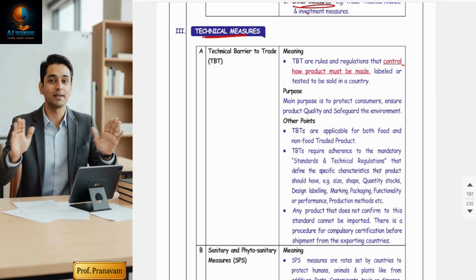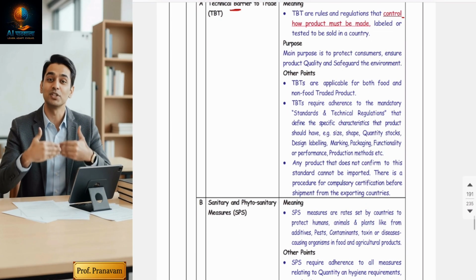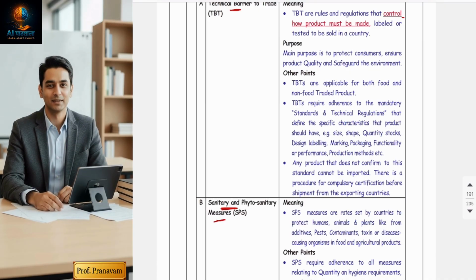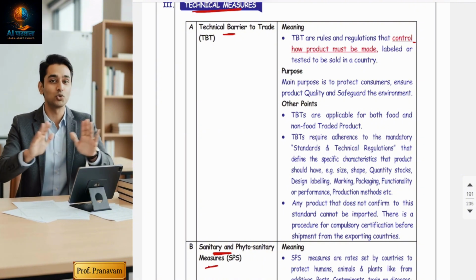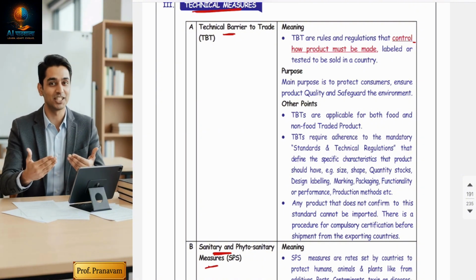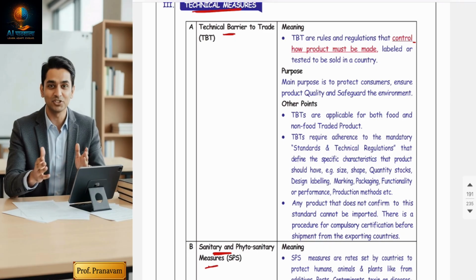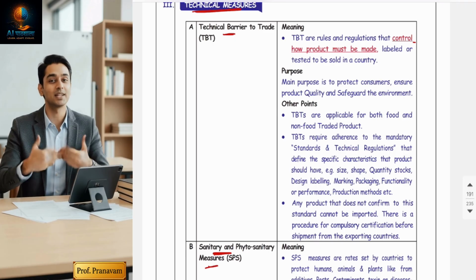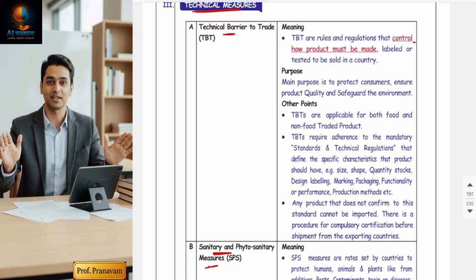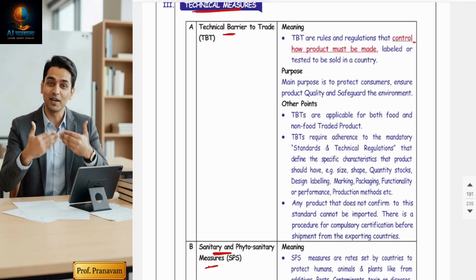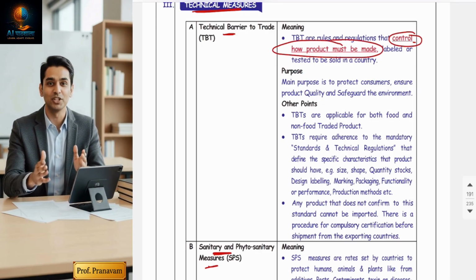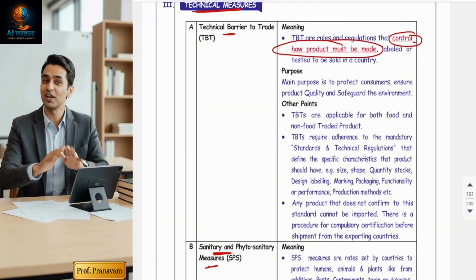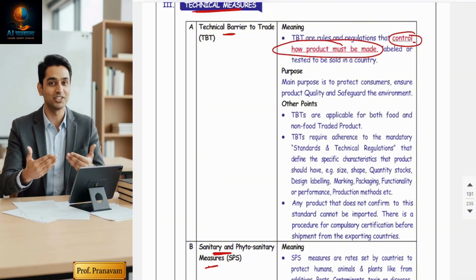It is related to product content: TBT, technical barrier to trade, and sanitary and phytosanitary measures. First, what is a technical barrier to trade and how can we impose it to restrict imports? Technical barriers to trade are rules and regulations that control how a product must be manufactured, how it must be labeled, and how it must be tested.